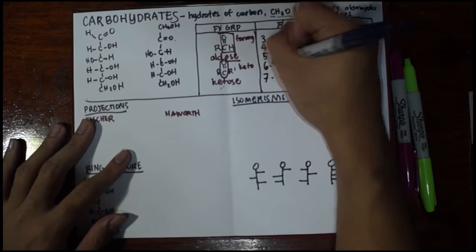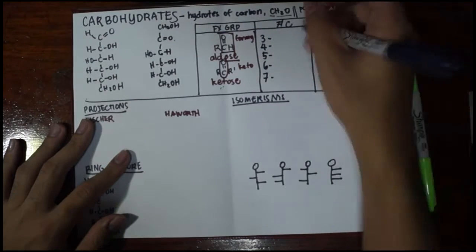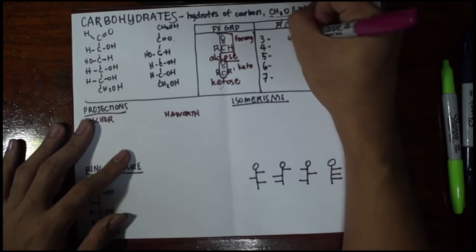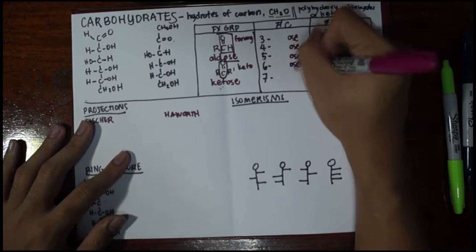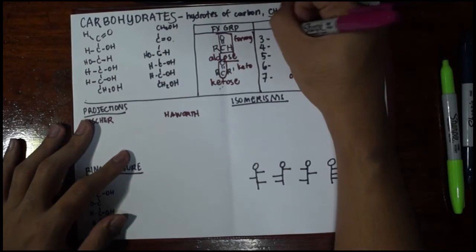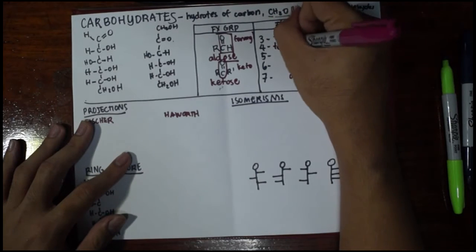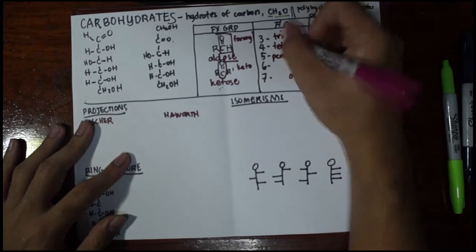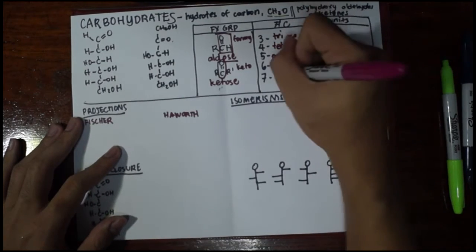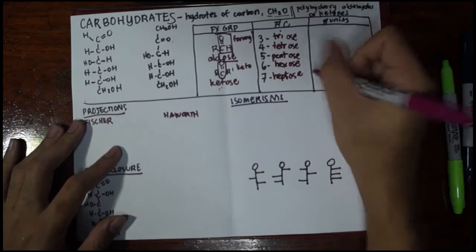Now, in the number of carbons, we could also give out particular names. This is just like in basic geometry. We have OSE for all of that. For 3, tri; tetra, penta, hexa, hepta. So we have this.